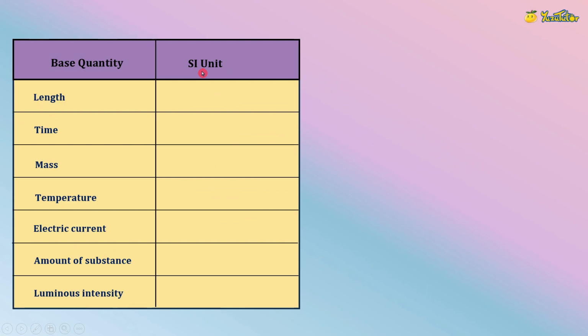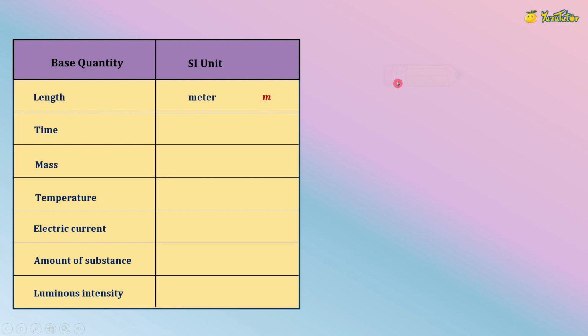Next, we are going to learn about the SI units of base quantities. In physics, there are 7 base quantities. At the beginning, the top 3 will be used the most. Okay, let's start with the first one, length. The SI unit of length is meter, and the symbol is m.